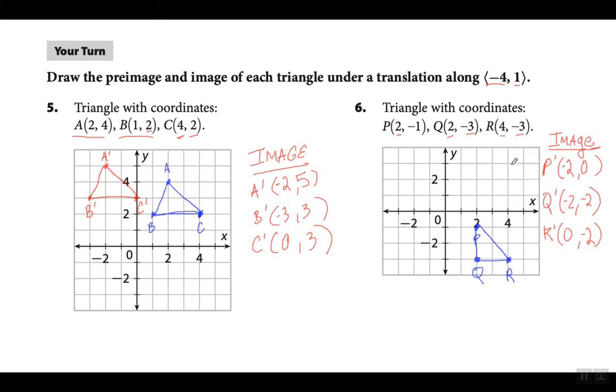Alright, so there are my coordinates for the image. Let me graph them. P prime is at negative 2, comma 0, which would be right there. That's P prime. Q prime is at negative 2, negative 2. And R prime is at 0, negative 2. R prime. And hopefully you're seeing that this is all super easy, because it is. Once you realize how to read it, it's super simple.